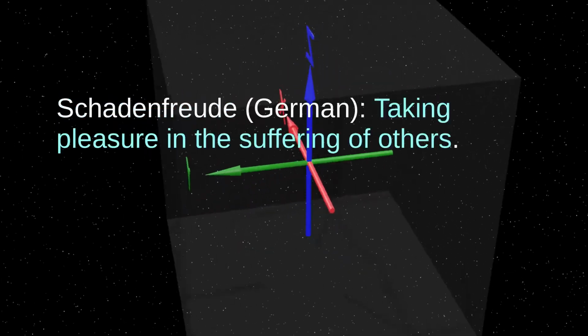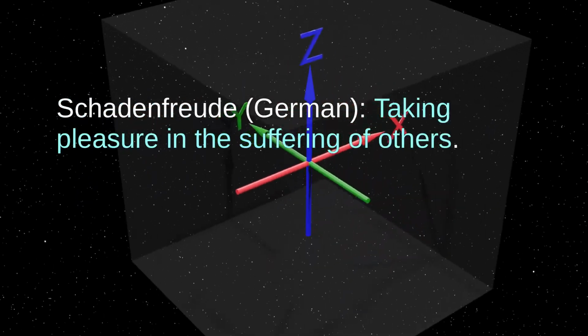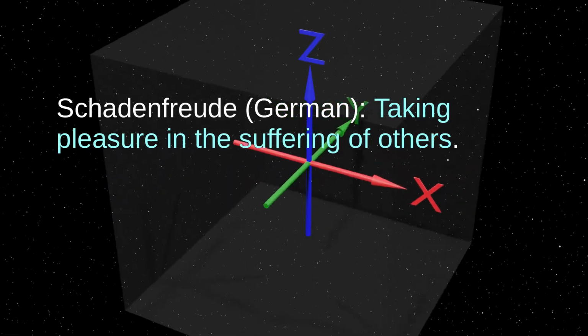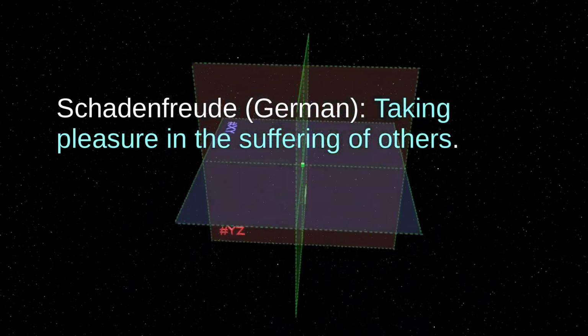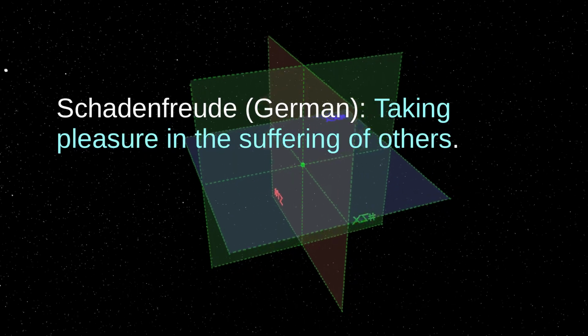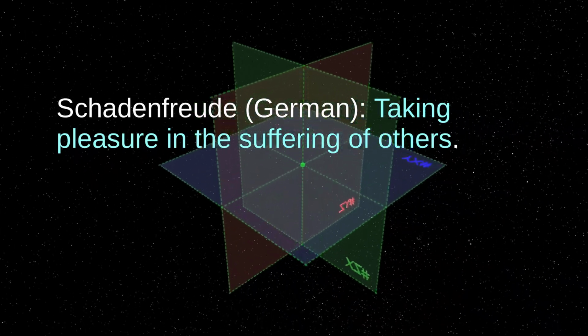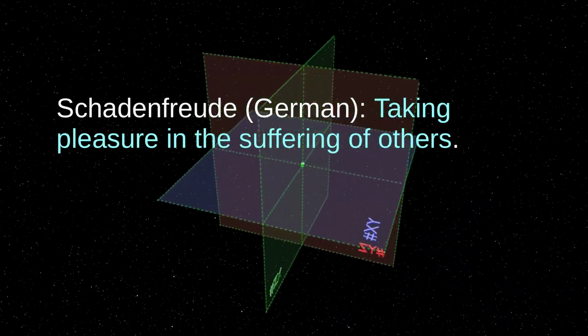Here's another example: Schadenfreude. It's from the German. It means taking pleasure in the suffering of others. And get this, there's no substitute English word. The German word is much shorter than its definition, and there's no alternative.